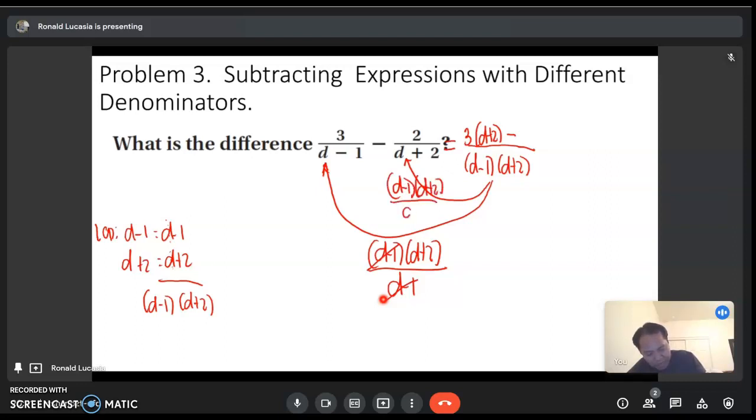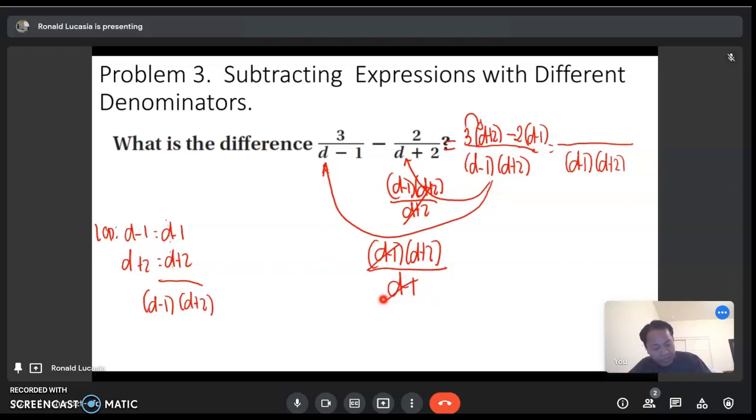You divide it by d plus 2. You can cancel that, which means you are being left with d minus 1. You multiply it by the numerator, 2(d minus 1). Okay, so this is over (d minus 1)(d plus 2).